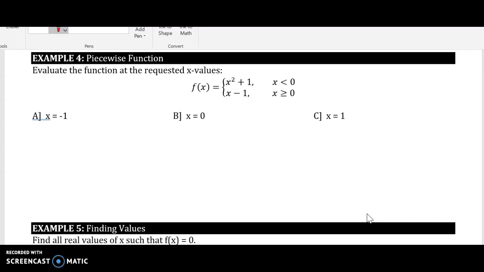So over here it says x equals negative 1. So before I plug it in here, which condition is met? Is it less than 0 or greater than or equal to 0? Well, for this one, this is the first piece.